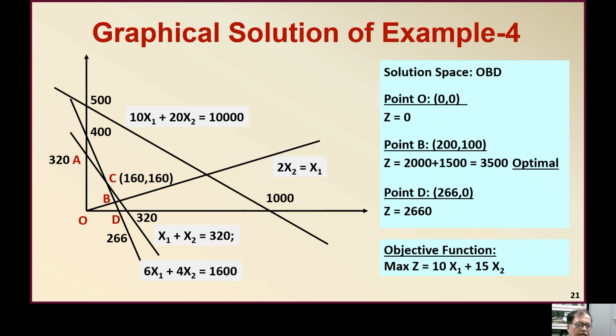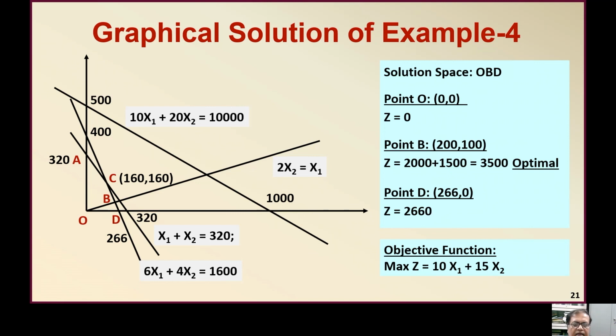Point B is obtained by the intersection of 6x1 plus 4x2 equal to 1600 and 2x2 equal to x1. So that point is 200 and 100, and its value is 3500. And at point D, which is 0 and 260, that value is 2660. So the optimal solution lies at point B, and that is going to be our optimal solution.